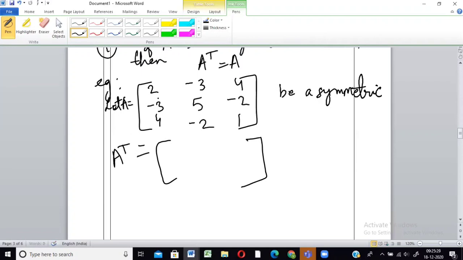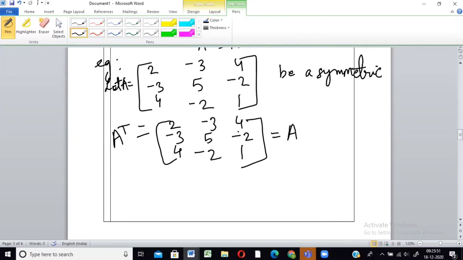So अब इसको मैंने transpose किया. All the rows are becoming columns now. 2 minus 3 4, minus 3 5 minus 2, 4 minus 2 1. Okay, so here we can clearly see that A transpose is exactly equal to A. Hence of course A is a symmetric matrix, and it is like opposite way also. Agar transpose is equal to that own matrix, then it is called a symmetric. Yeah, symmetric hai to it's like vice versa.